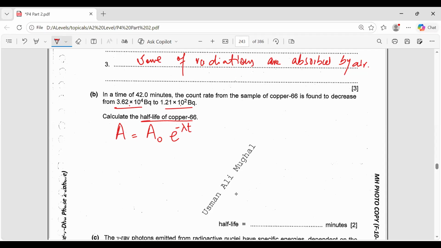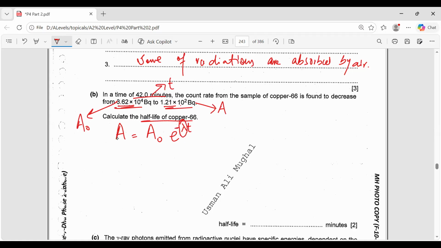Here the given time is 42 minutes. The initial activity is always going to be the larger one. So the initial activity is 3.62 and the smaller activity, the remaining activity, is 1.21. So this is A, this is A naught, this is t. What are we going to find out? We will be able to find out the value of lambda.